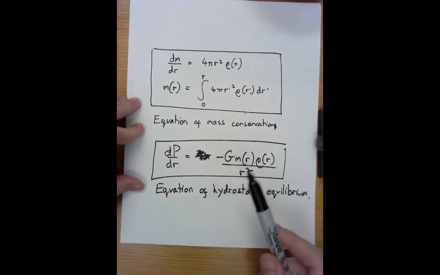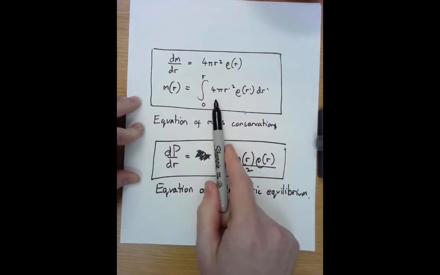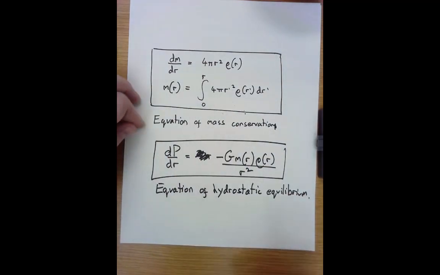And keep in mind what the physics is behind this. It's very, very simple. The first equation is just conservation of mass. This one is Newton's first law of motion. That's all the physics that we have put into it at the moment.